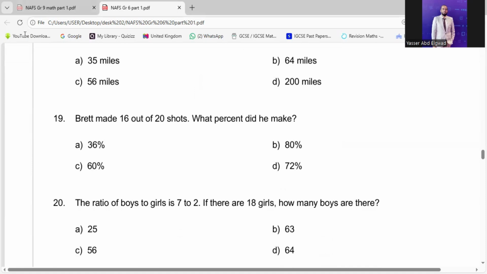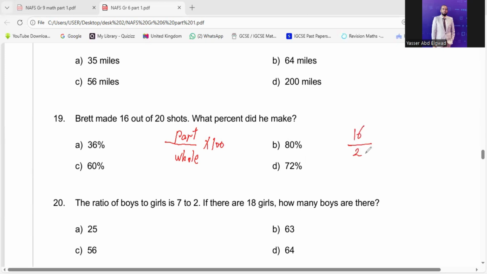Bert made 16 out of 20 shots. What is the percent? You know the percentage rule is part over whole multiplied by 100. Part over whole multiplied by 100.